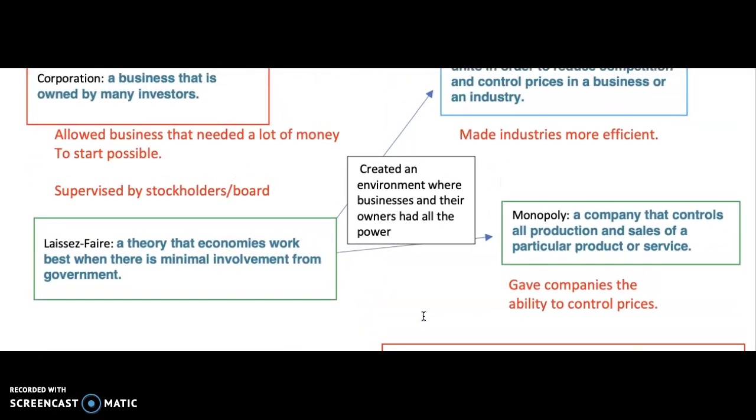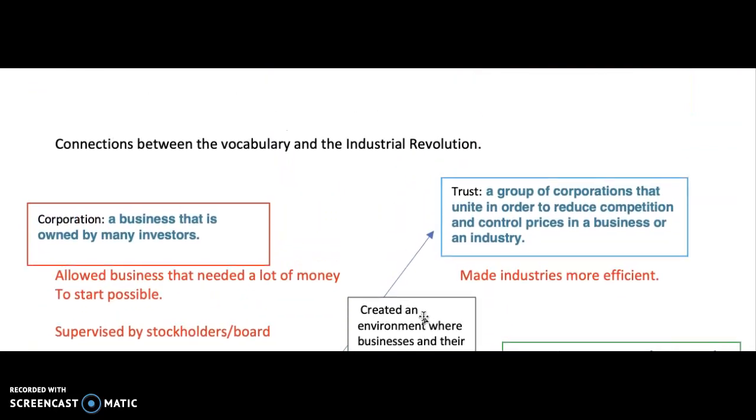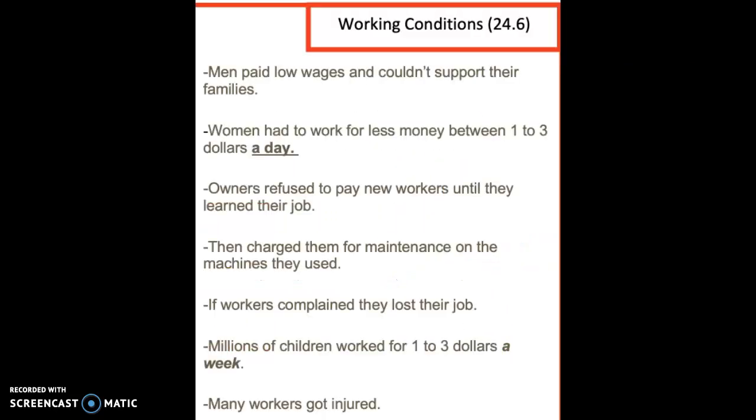Then the next thing that you needed to do was to read about the working conditions. So when you looked at working conditions, you should have discovered that men got paid low wages, and because their wages were so low, they couldn't support their families. So that meant women had to go to work. They would work for $1 to $3 a day, which is anywhere between $6 and $18 a week.